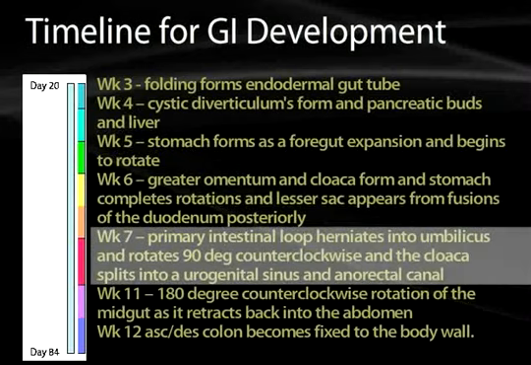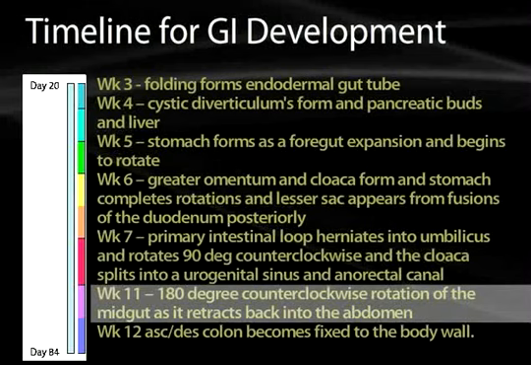At week 7, the primary intestinal loop of the small and large bowel continuation will herniate into the umbilicus, and it will rotate while it's out in the umbilicus. It rotates 90 degrees counterclockwise. And then the cloaca will be split off in the hindgut as a urogenital sinus and an anal rectal canal.